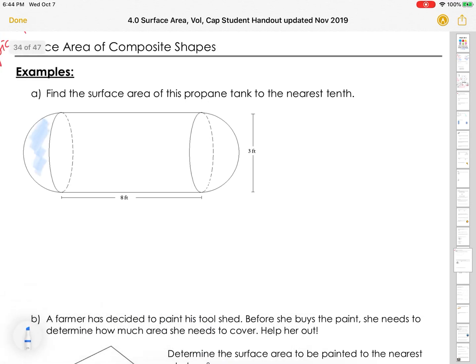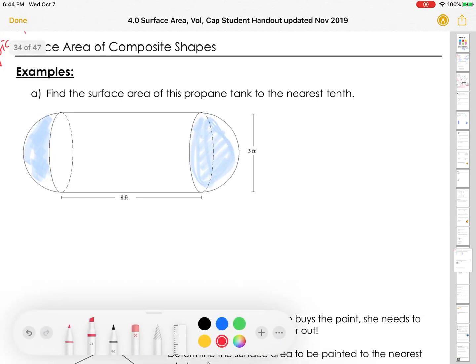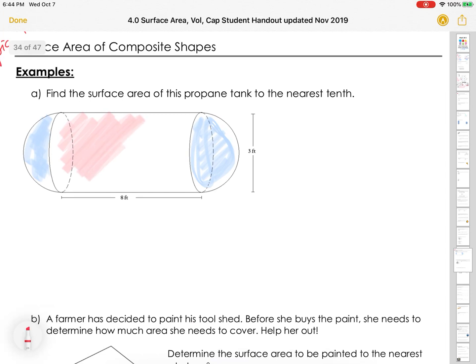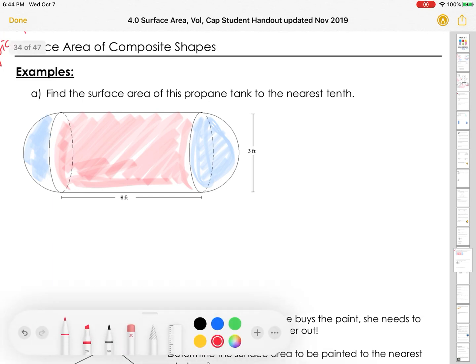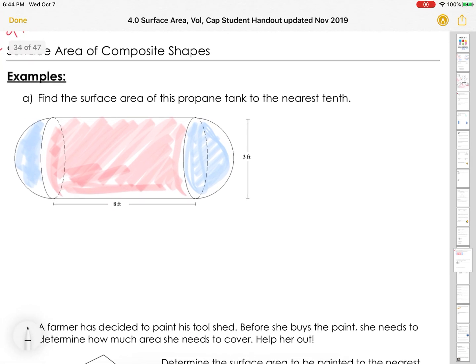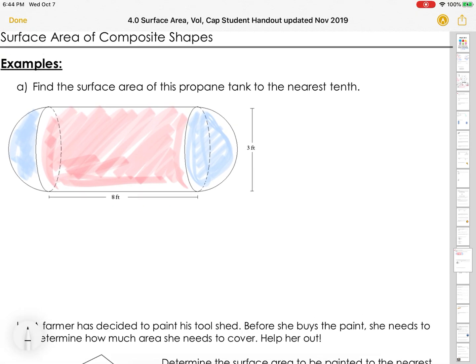So when we look at this, what we have is we've got a sphere and we have the body of a cylinder. Now it's important to note with this shape here that we don't have the two circular ends of the cylinder, so we can't include those in our surface area. But we're basically just finding the surface area of all those pieces and adding them together.